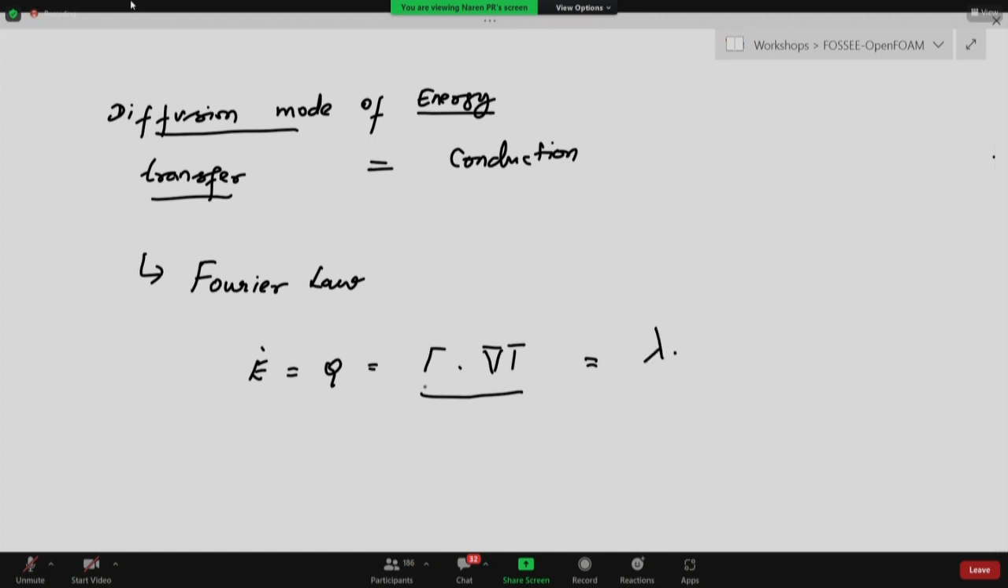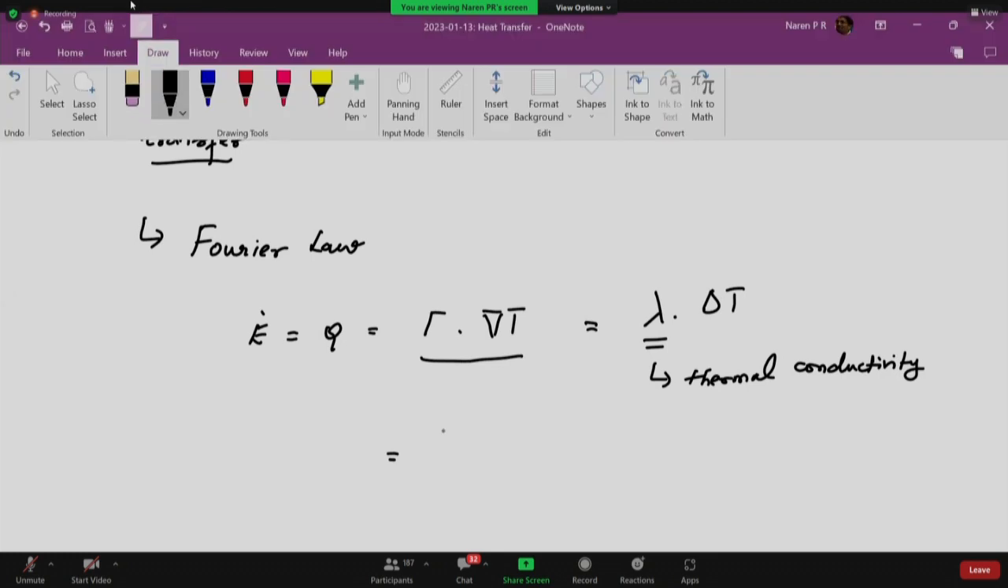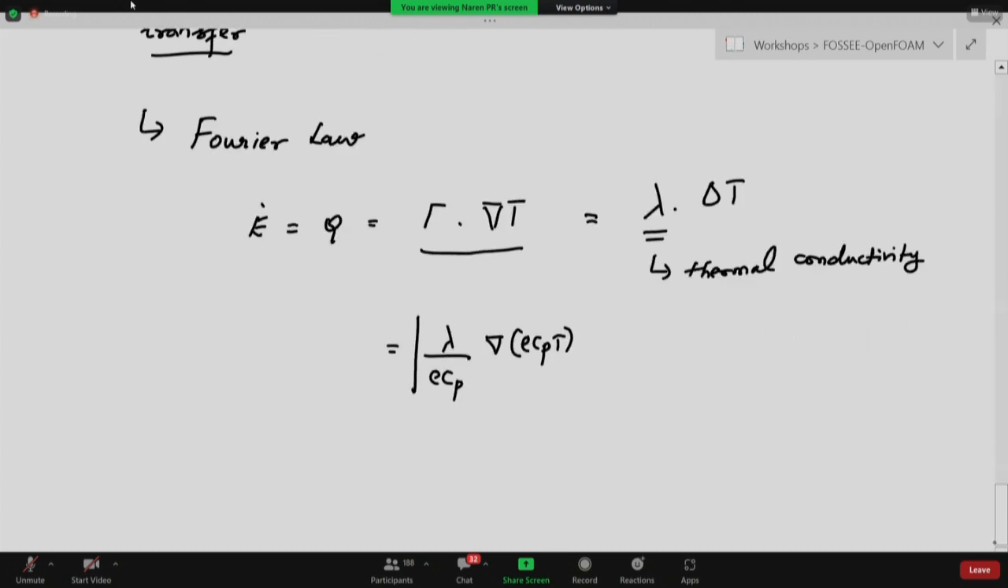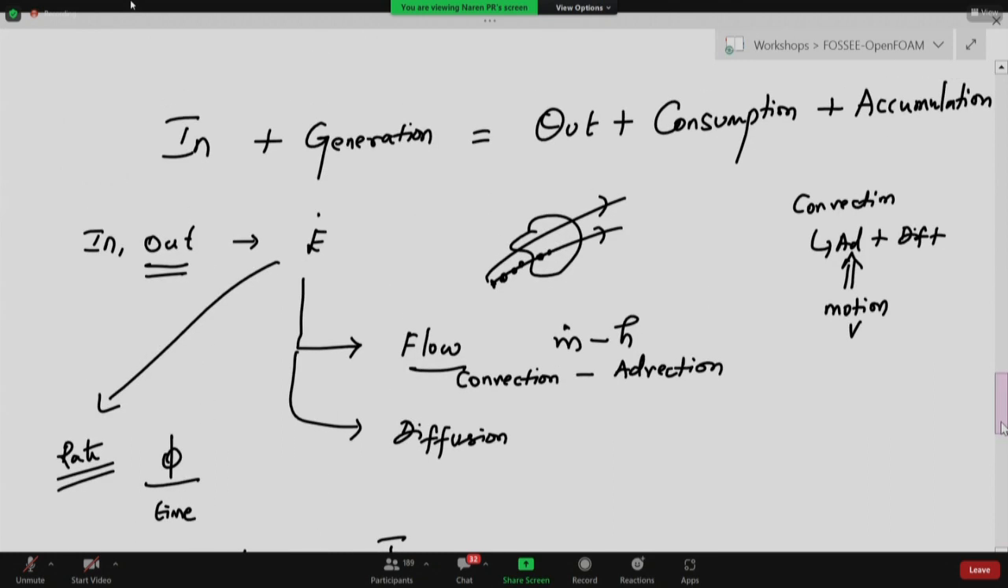The form in which you know it is lambda times the gradient of temperature, where lambda is what you call thermal conductivity. We can also write it in another form, lambda over rho Cp times del of rho Cp T. If you write it in this form, this term is called thermal diffusivity. Like how you have momentum diffusivity, this is called thermal diffusivity. So now you know that in and out can be written in terms of either convection or diffusion.